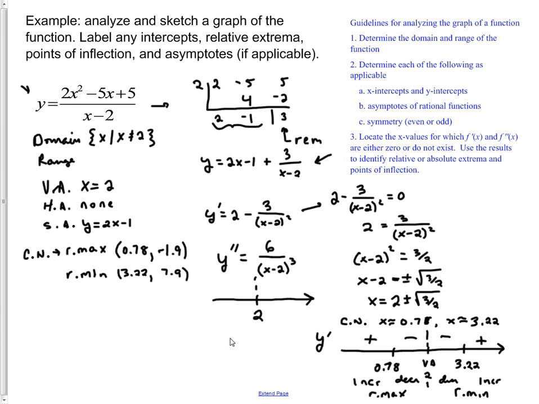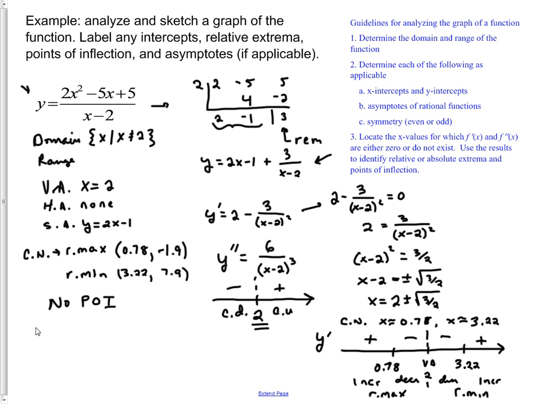That's our vertical asymptote. Well, what happens to the left of 2? If we choose a number like 0, we're going to have 6 over 0 minus 2 to the third. That's a negative number, which means it's concave down. If we choose a number to the right, let's say 3, we know that we're going to get 3 minus 2 to the third. 6 over 1 to the third is a positive number, so it's concave up on that interval. 2, however, is not a point of inflection, right? There are no points of inflection. So as far as our second derivative is concerned, there's no point of inflection, which is kind of interesting.